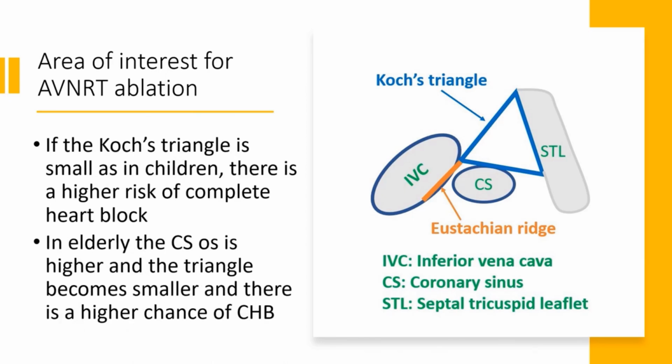If the Koch's triangle is small, as in children, there is a higher risk of complete heart block. In the elderly, the CS ostium is higher and the triangle becomes smaller, and there is a higher chance of complete heart block.